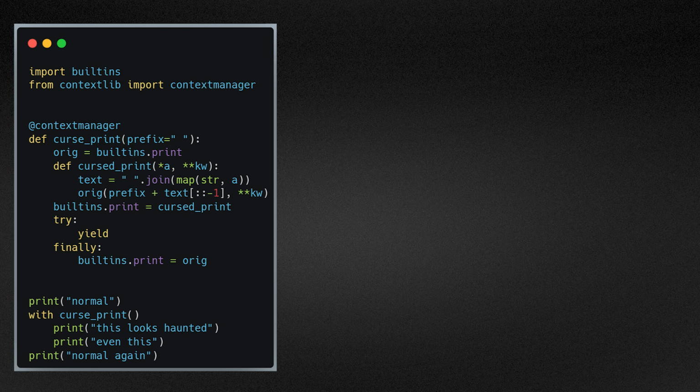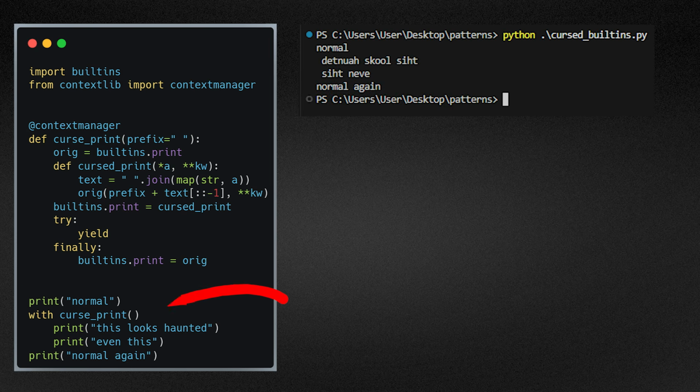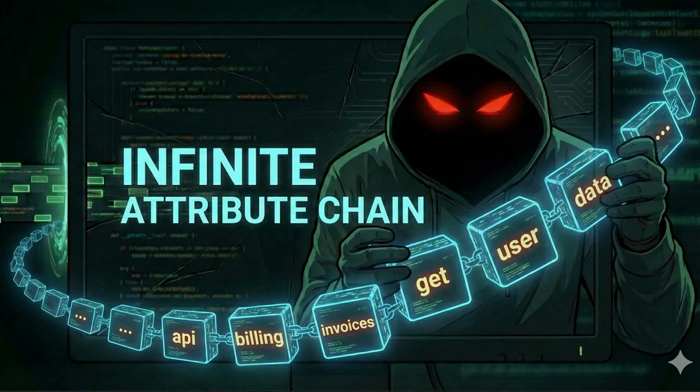Inside that cursed scope, every print call automatically goes through our wrapper, so we can apply any transformation that we want. In our demo, we just reverse the print statement, which makes it instantly obvious that the whole environment is temporarily possessed. The second one is the infinite attribute chain.